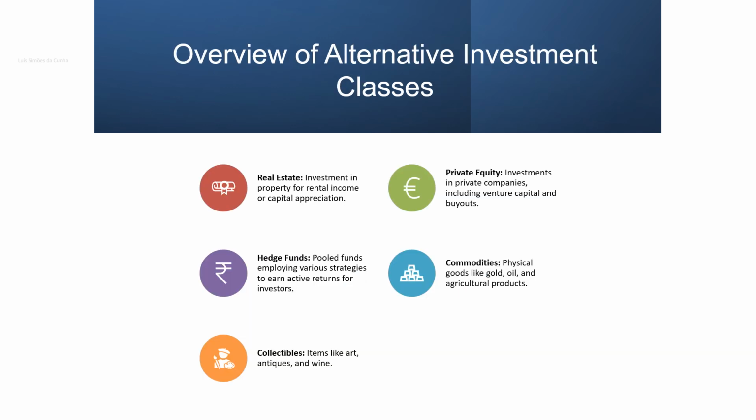Alternative investment classes include real estate, private equity, hedge funds, commodities, and collectibles. Real estate involves investing in property. Private equity focuses on private companies. Hedge funds use various strategies to generate returns. Commodities include physical goods, and collectibles encompass items like art and antiques.